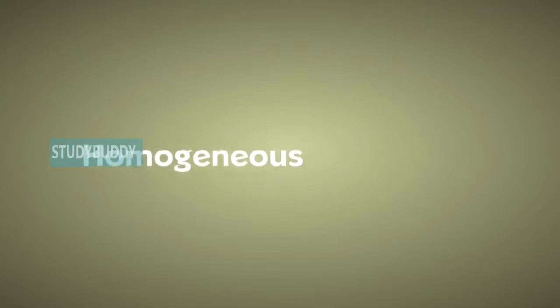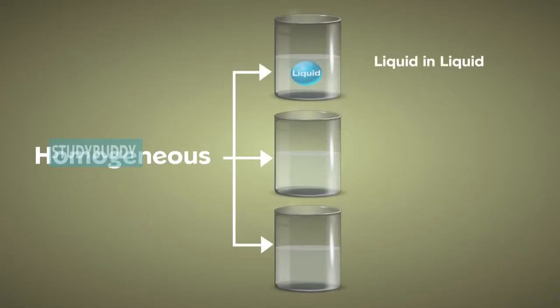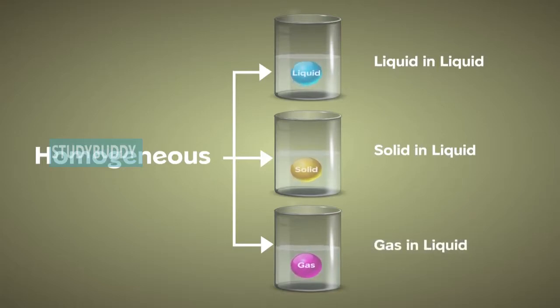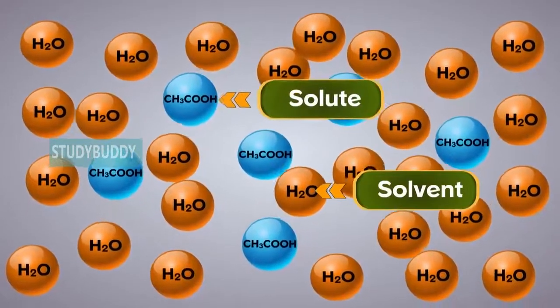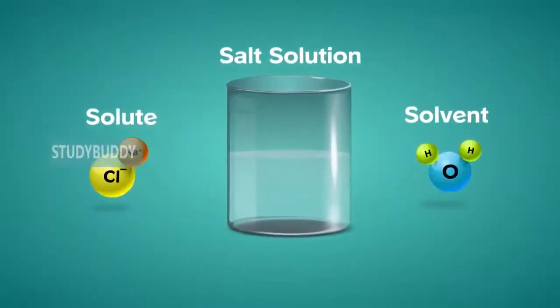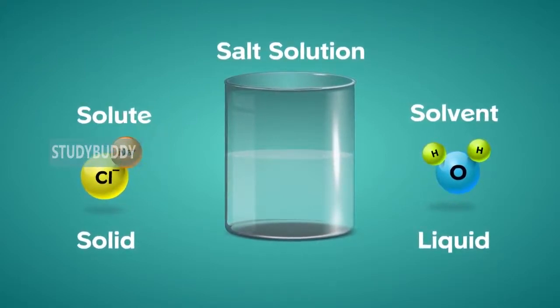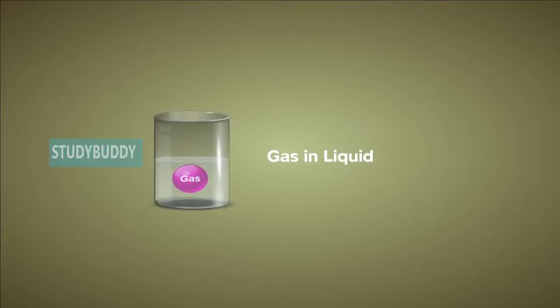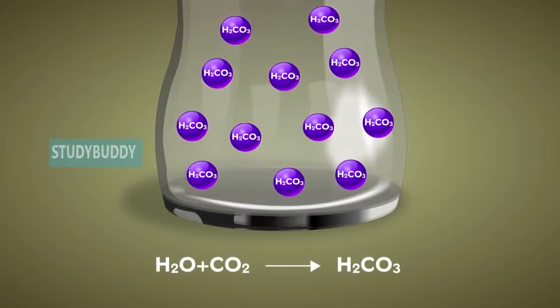Homogeneous solutions are classified as different types based on the solvent and the solute. 1. Liquid in liquid solution. 2. Solid in liquid solution. 3. Gas in liquid solution. In a solution of vinegar in water, both the solvent and solute are liquids. Hence, it is a liquid in liquid solution. In the case of common salt solution, it is a solid in liquid solution. The best example of gas in liquid solution is soda water. Soda water contains carbon dioxide gas.